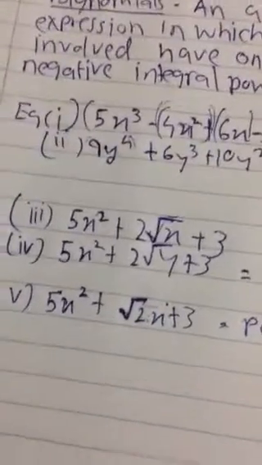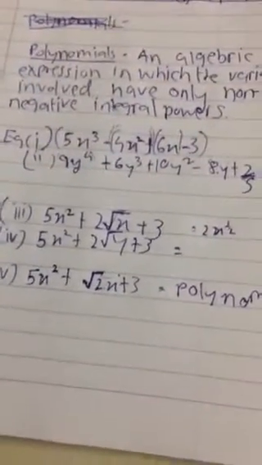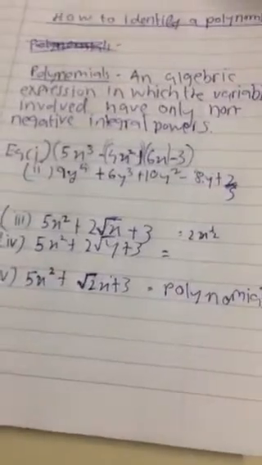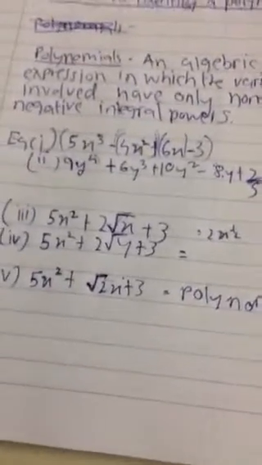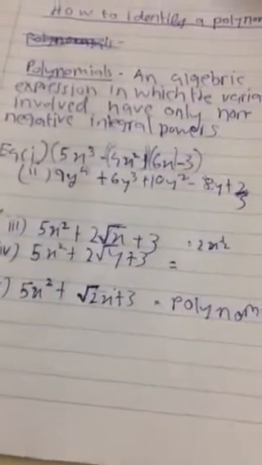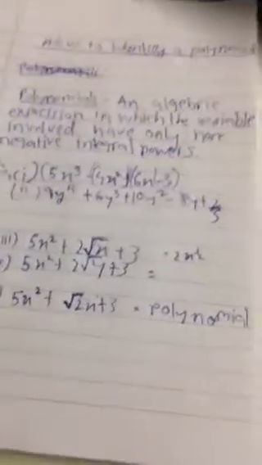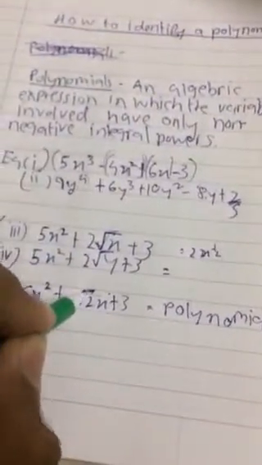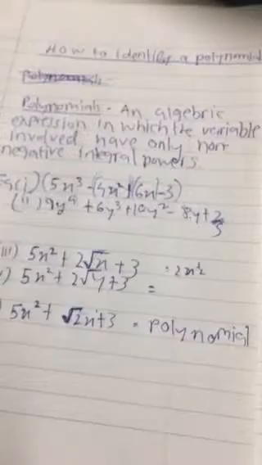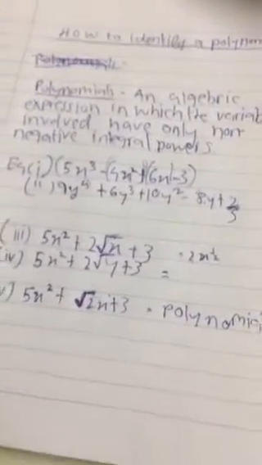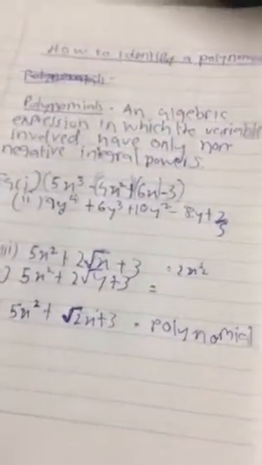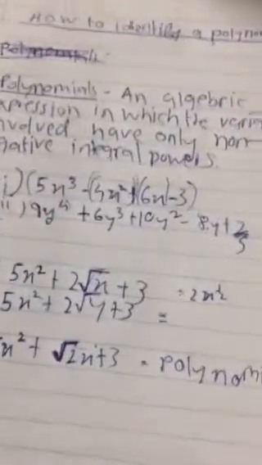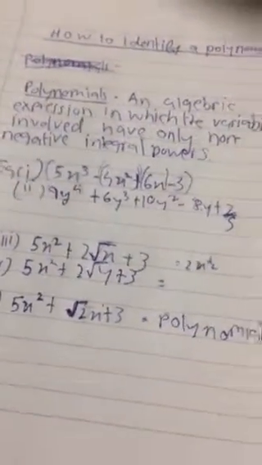Just keep this in mind, that unless something is acting on the variables, it cannot make the expression not a polynomial. So if the radical sign is on 2, that does not mean that x is also in the radical sign, or that x is also having a fractional power.